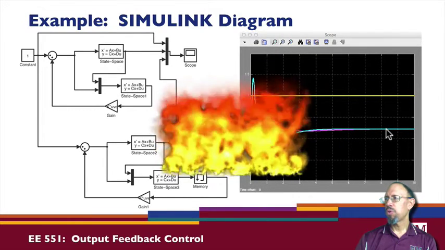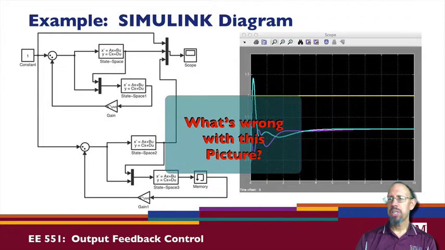And I have a question for you. What's wrong with this picture? We've computed state feedback gains, observer feedback gains, we did the reduced order observer, and yet when we look at this output, we see that neither of these two systems is tracking the step input. That's what's wrong with this picture.